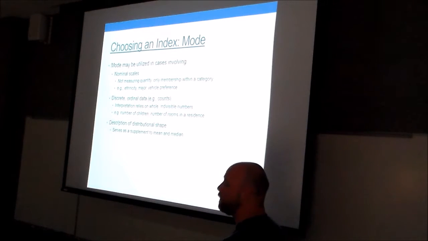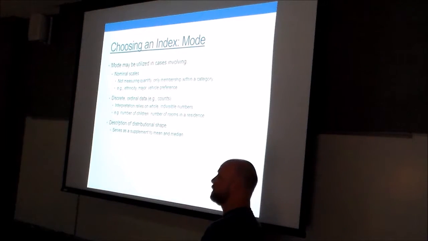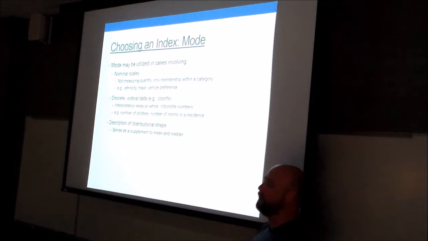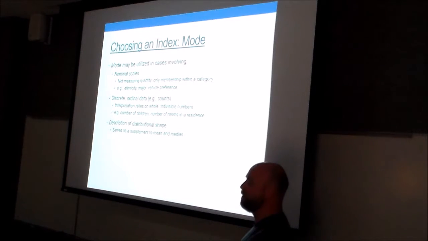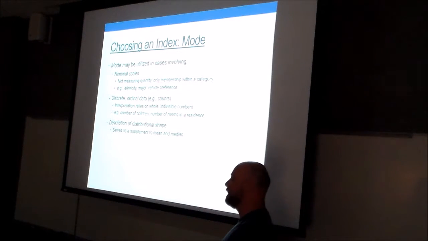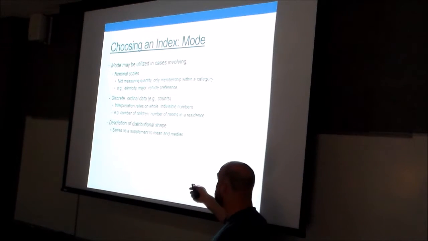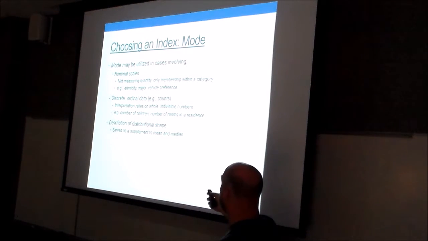All right. So, choose an index. When do we want to choose mode? Nominal scales. I can assign numerical values to different brands of soda and calculate an average of what people prefer, but that's not meaningful. Anytime you see someone take the mean of something like ethnicity, it's nonsense. The measure of central tendency for nominal scales is going to be the mode.